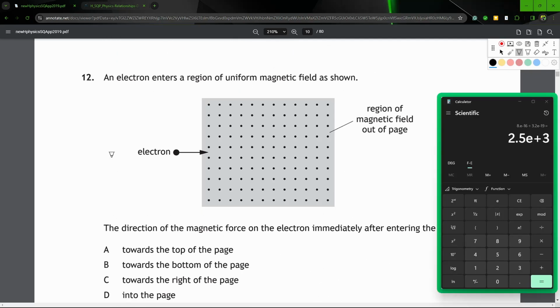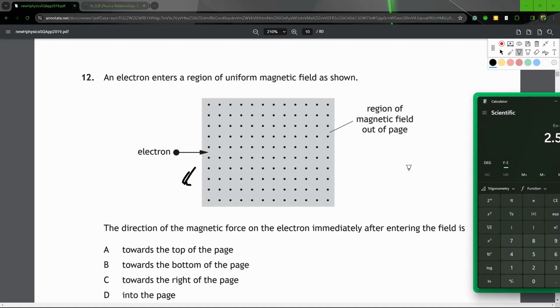Right, so number 12, an electron enters a region of uniform magnetic field as shown. So this is the region of magnetic field. It's coming out of the page, towards you, right? Because that's what these dots mean. If it was into the page, it would be loads of X's. We need to figure out the direction of the magnetic force on the electron immediately after entering the field. So this is what way the electron is going to move.